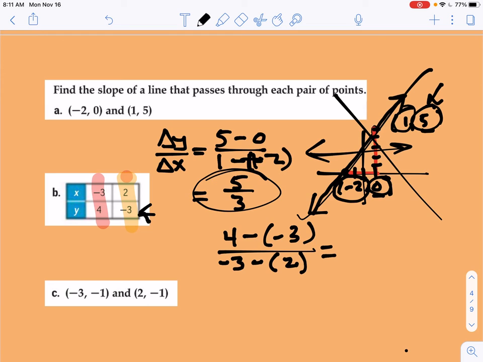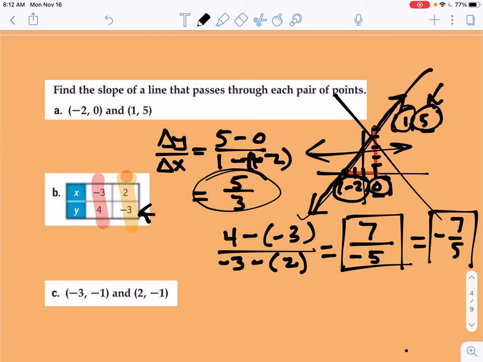Now just simplify this. 4 minus a minus 3 gives me positive 7 because that's 4 plus 3. And then negative 3 minus 2 is the same as negative 3 plus negative 2, which is negative 5. And so you get a slope of negative 7/5. I'm going to rewrite this. What that means is when you have a negative in front of a slope, you always apply it to the y. So it goes down 7 for every 5 units that it goes over from left to right.